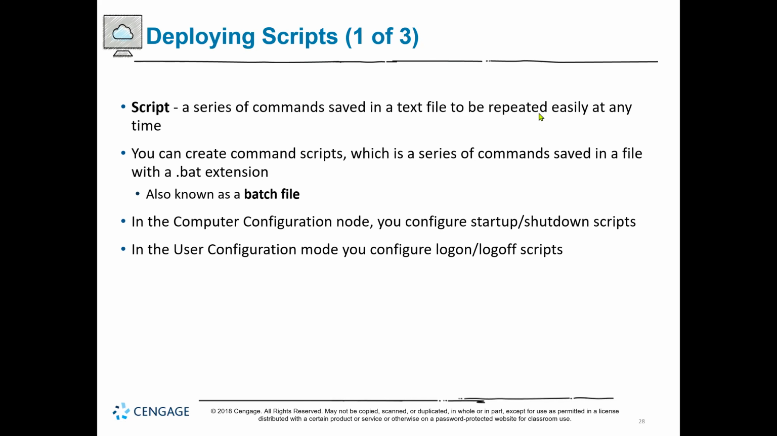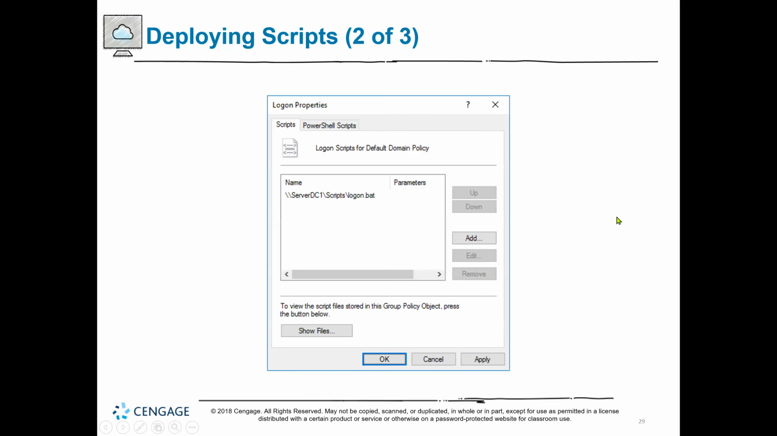Deploying scripts. A script is a series of commands saved in a text file to be repeated easily at any time. You can create command scripts, which is a series of commands saved in a file with a BAT extension, also known as a batch file. In the computer configuration node, you can configure startup and shutdown scripts. In the user configuration node, you can do logon and logoff scripts.